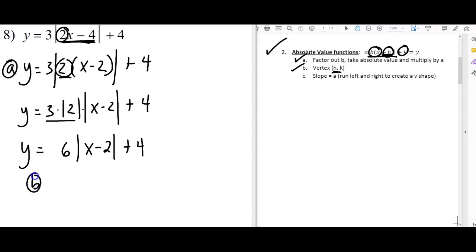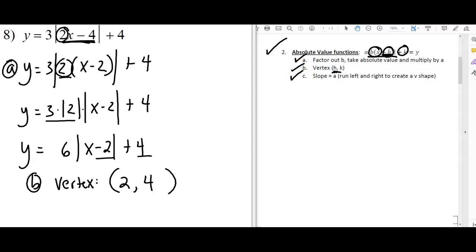Step B, my vertex is going to be the opposite of this number, which is 2, followed by this number. Now we don't do the opposite of the k, we only do that for the h. All right, step C, we're ready to graph it.